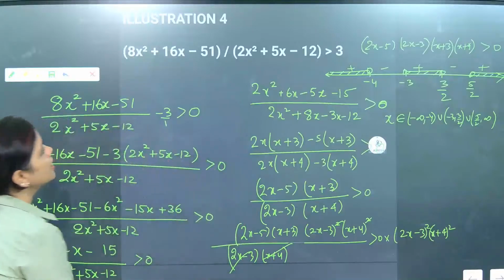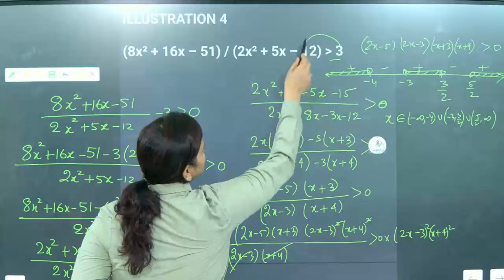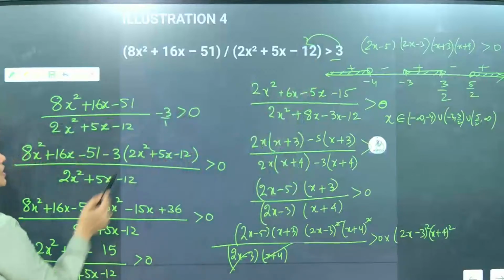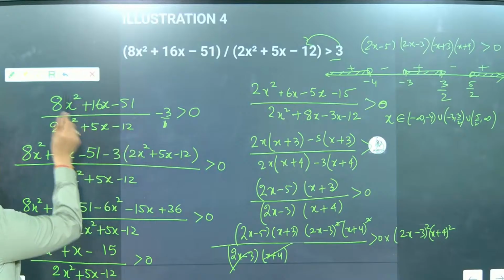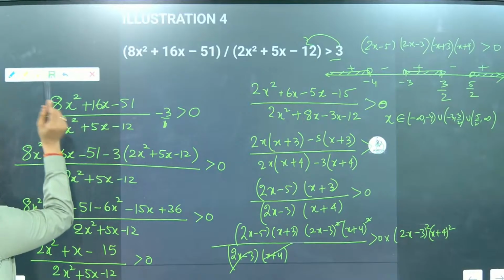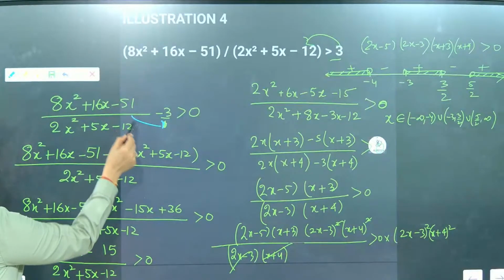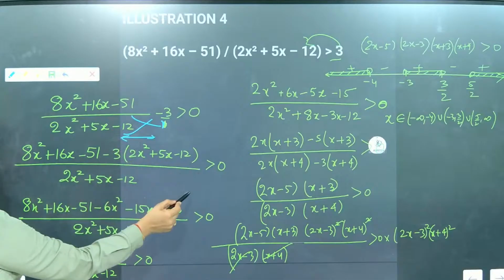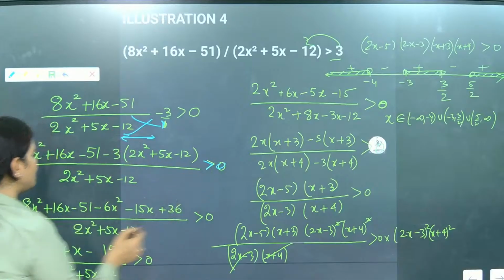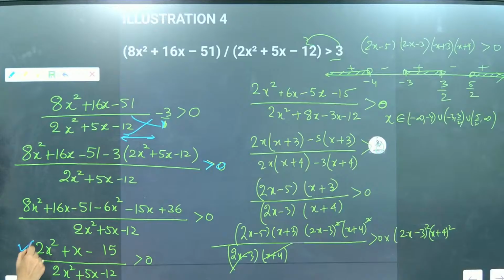So what did I do? See here, 3 was there. First I shifted 3 to this side. After shifting 3, I took LCM and did cross multiplication. One got multiplied to this side, and this one got multiplied to the other, and they both got multiplied to each other. We got this part greater than 0. After solving, we got a quadratic equation in the numerator and denominator.